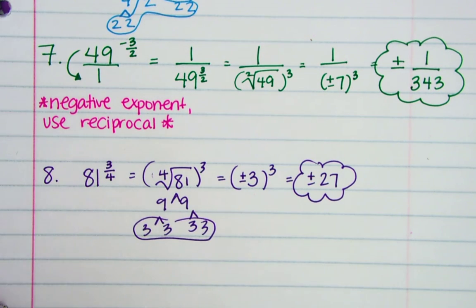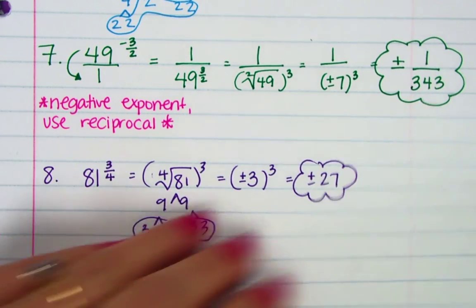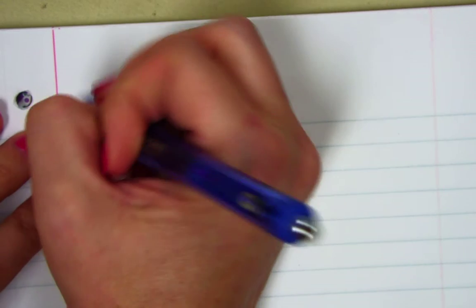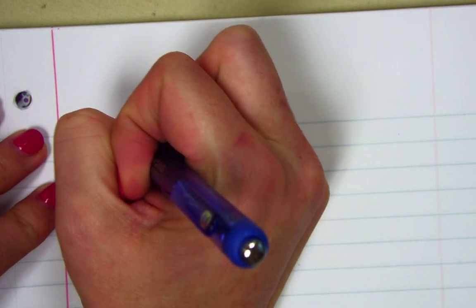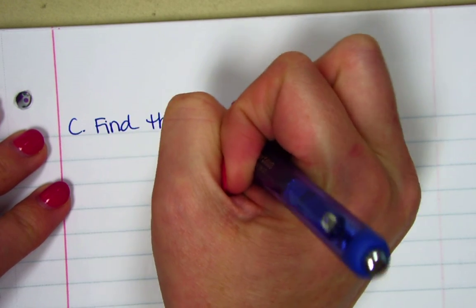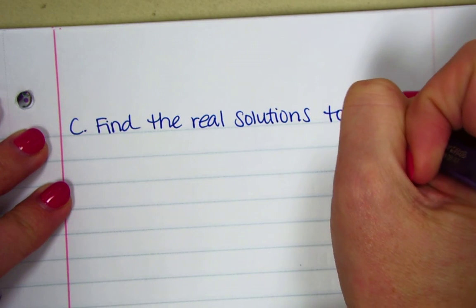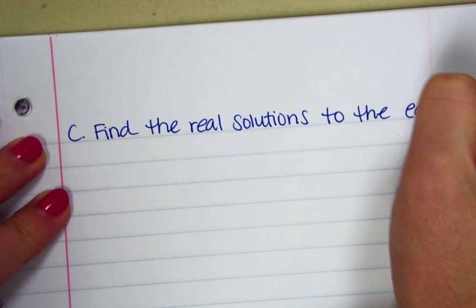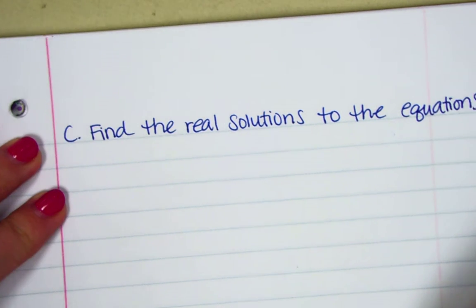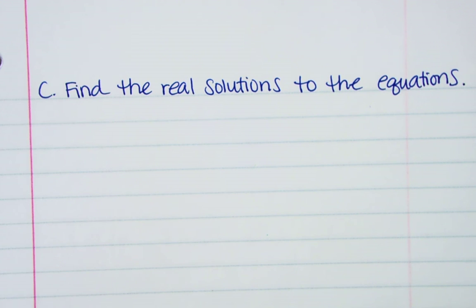Okay, but y'all did awesome when I was walking around. Okay, last ones we're going to solve. Okay? Right, and again, I don't think this is going to be very hard. Most of this is stuff that you've already done before. Okay, it's just solving. Part C, find the real solutions to the equations. Find the real solutions to the equations.